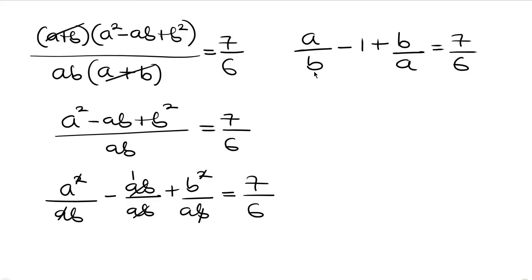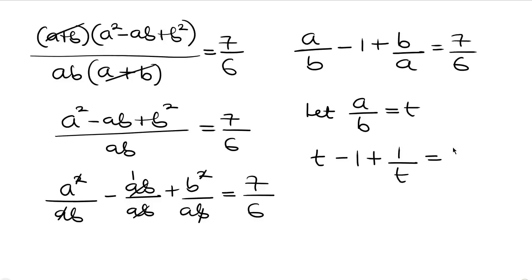Now our next step will be for us to introduce substitution by saying that let a over b be equal to t. That means wherever I see a over b, it is equal to t. So this is a over b, I'm going to be putting t there, minus 1 plus, this is b over a. b over a is an inverse of a over b. That means it is going to be 1 all over t. Very good. It's an inverse. So equal to 7 all over 6.